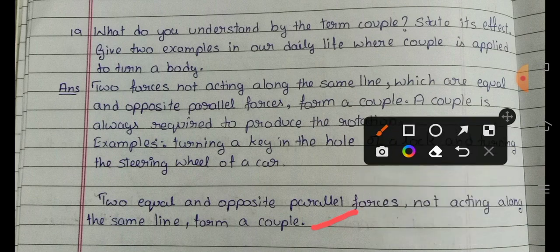It should not be acting in the same line. For example, if the force is here and another opposite force, it should not be here. It must be acting in a parallel line like this. It should not act in the same line. Either you can write this definition or this definition.